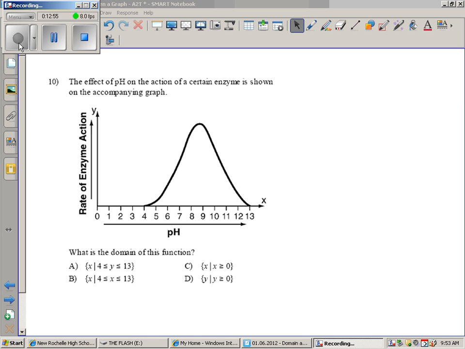What's the domain of this function? Take a look at it. 4 to 13. Good. The question is which choice is it, A or B? B. Why? Because it's X, and the domain always refers to X. They do that on your Regents exam and on my tests. Remember, domain is the X values, range are the Y values. Be careful about the choices that you choose.